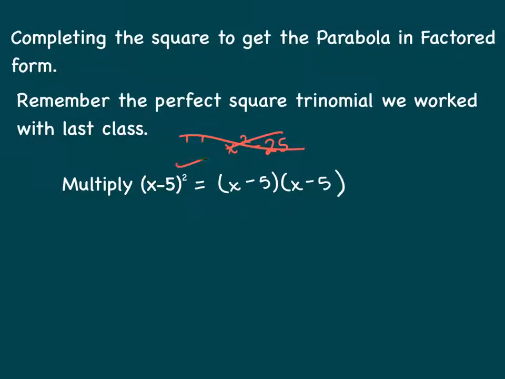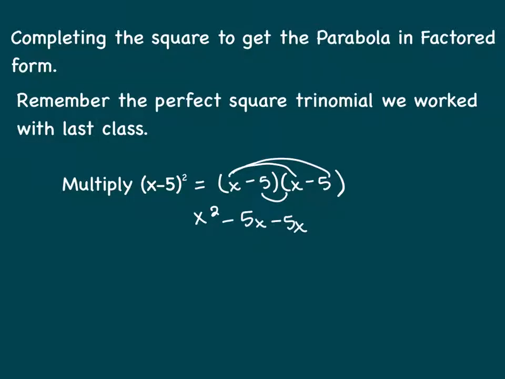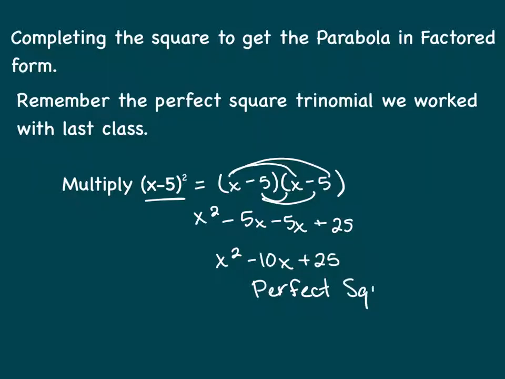I'm going to go ahead and erase that other part so it doesn't get confused. And then we have to distribute. So x squared minus 5x minus 5x plus 25. So x squared minus 10x plus 25. This is what's called a perfect square trinomial, because it's the square of a binomial. There are some relationships that are important, so we'll talk about that in the next screen.